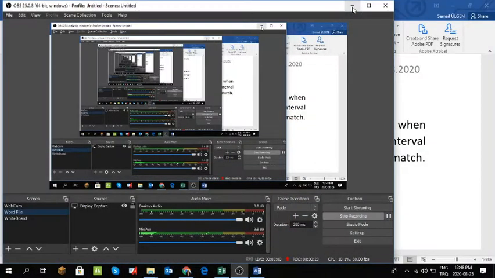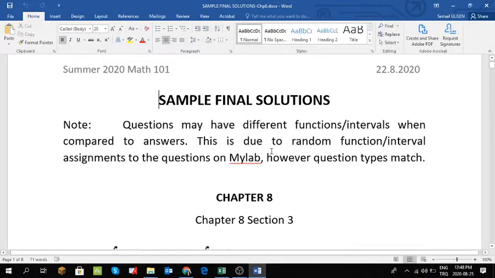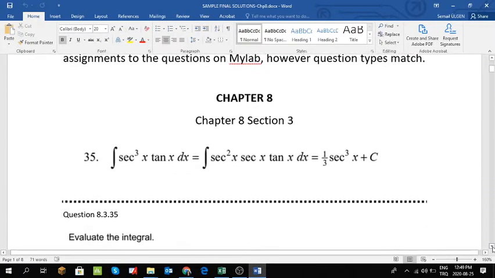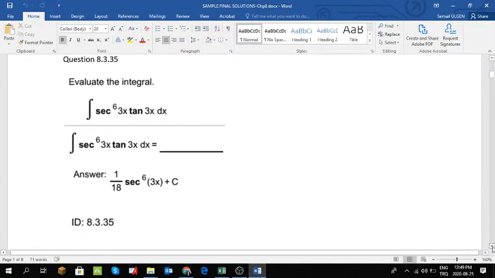Chapter 8 sample problems for the final. Let's see what we have here. Okay, chapter 8, we start with section 3 here. Section 3, question 35, evaluate the integral.